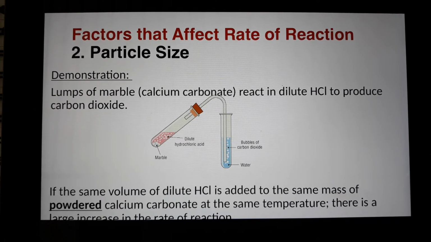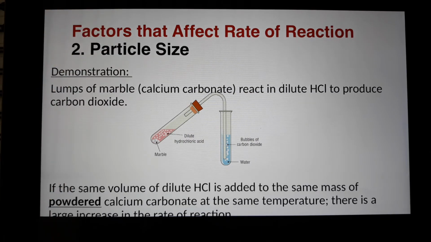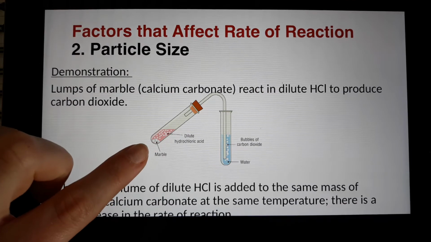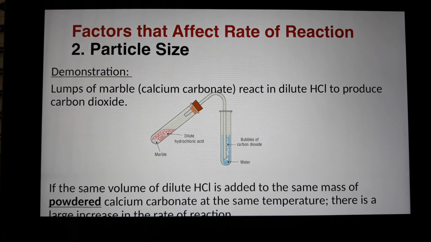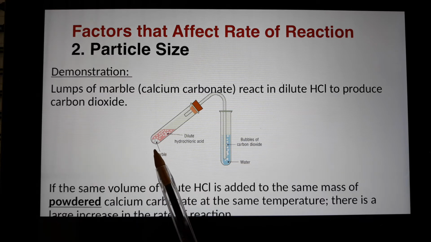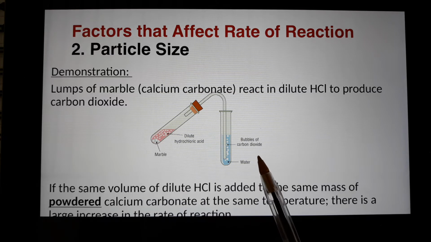Then this is an example that comes up sometimes in the book, and it might come up as a short question. It says we're using marble, which is our calcium carbonate, and you're placing it into dilute hydrochloric acid, so we're going to assume it's 0.1 molar. I take large, big lumps of marble and pop them into it. What's going to happen is it produces bubbles of carbon dioxide.